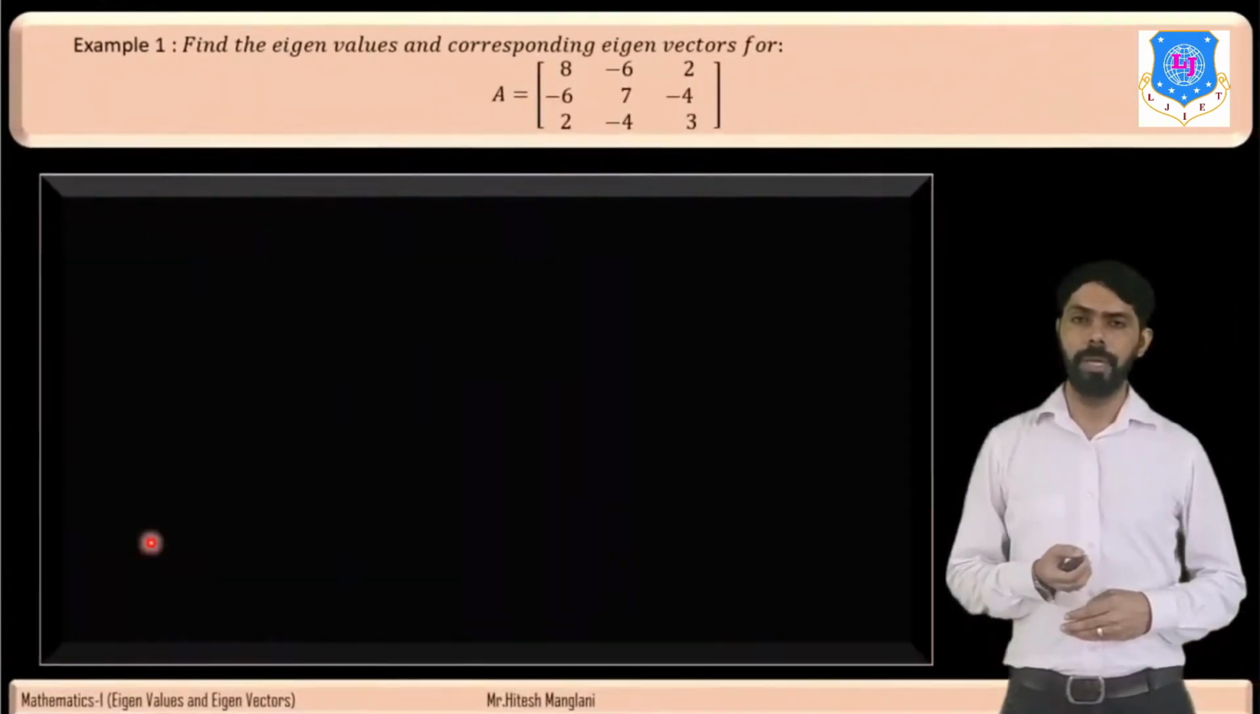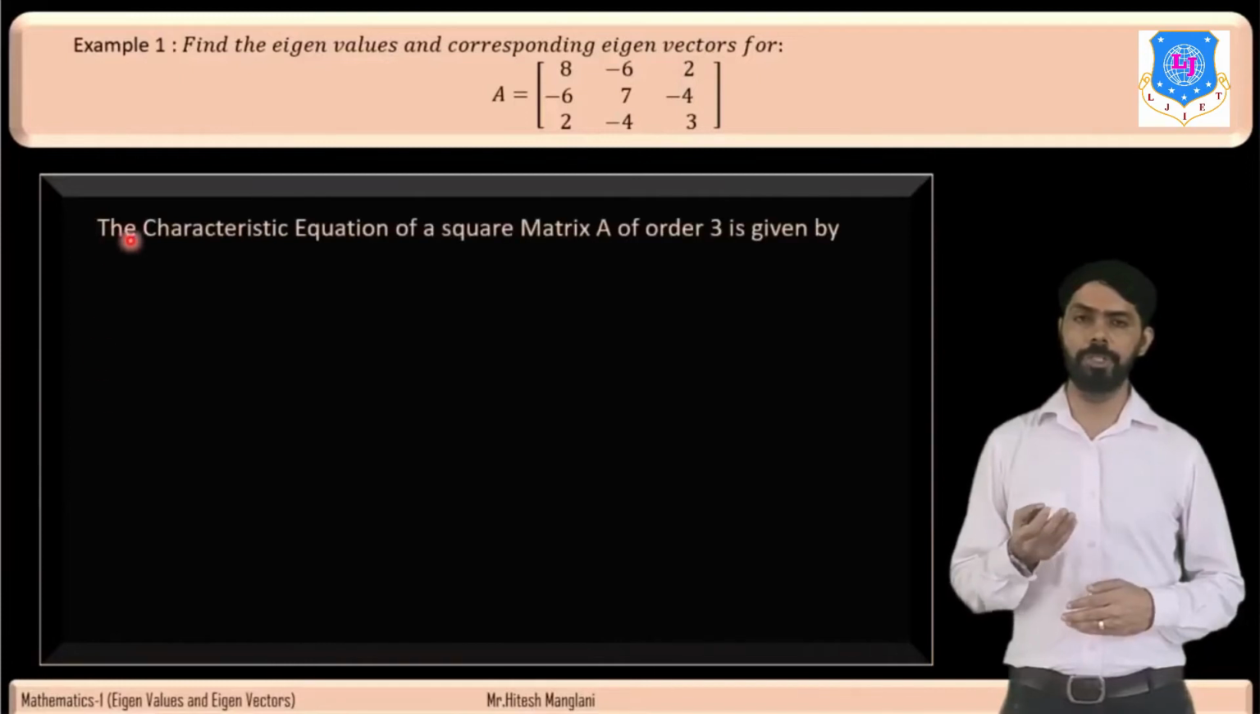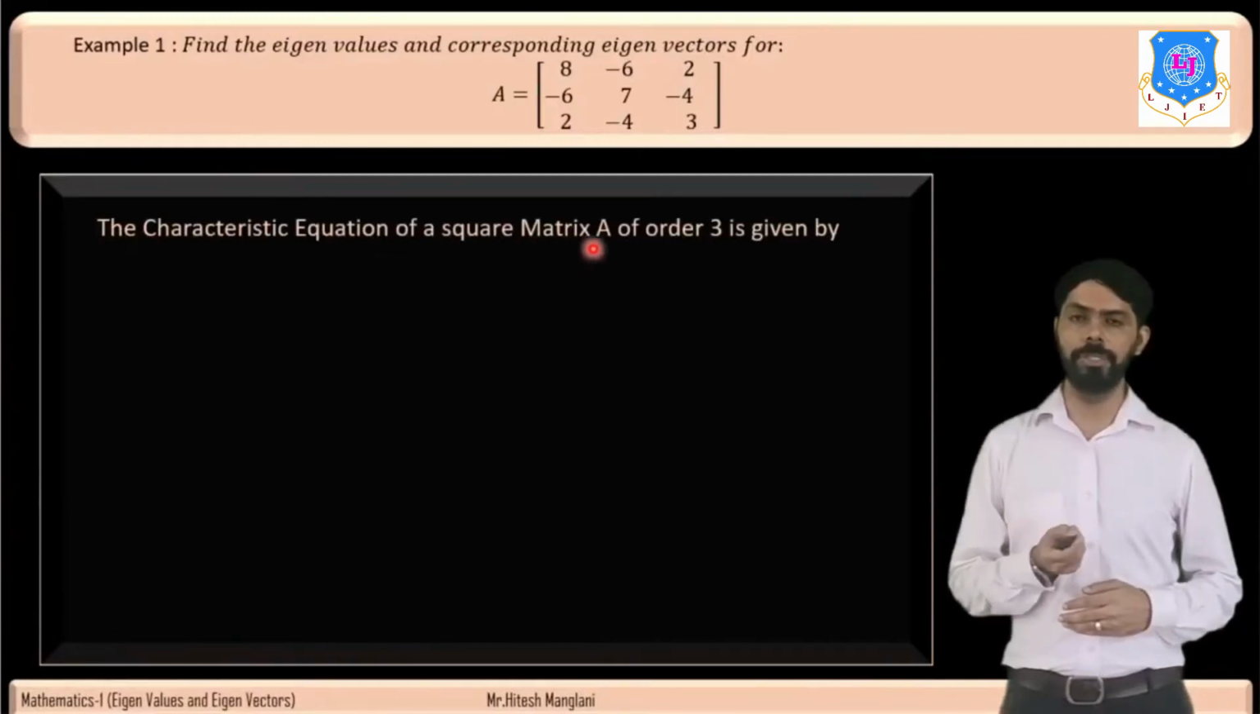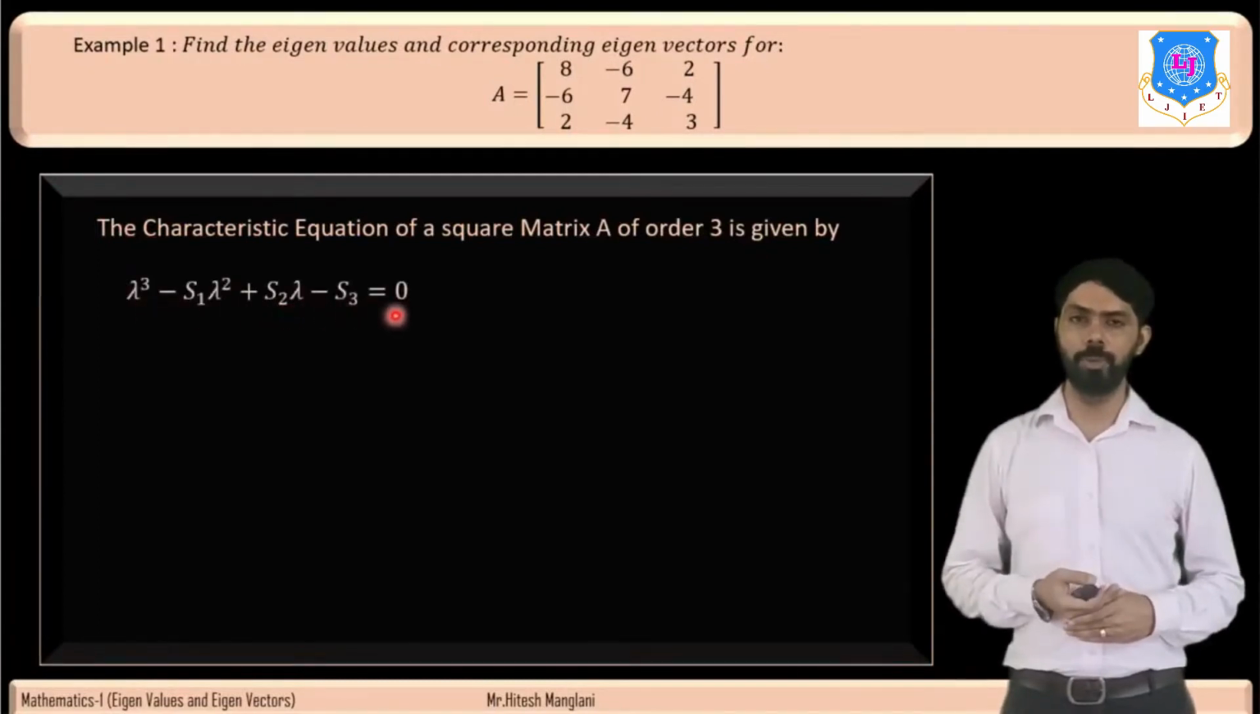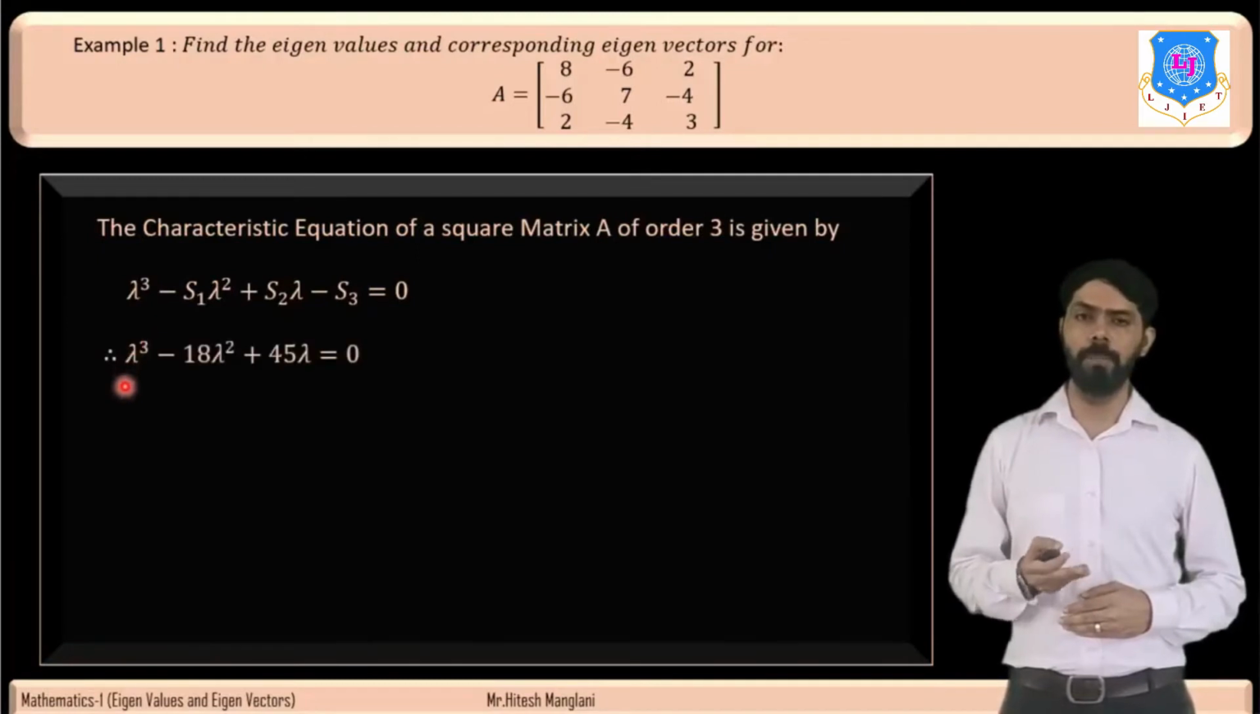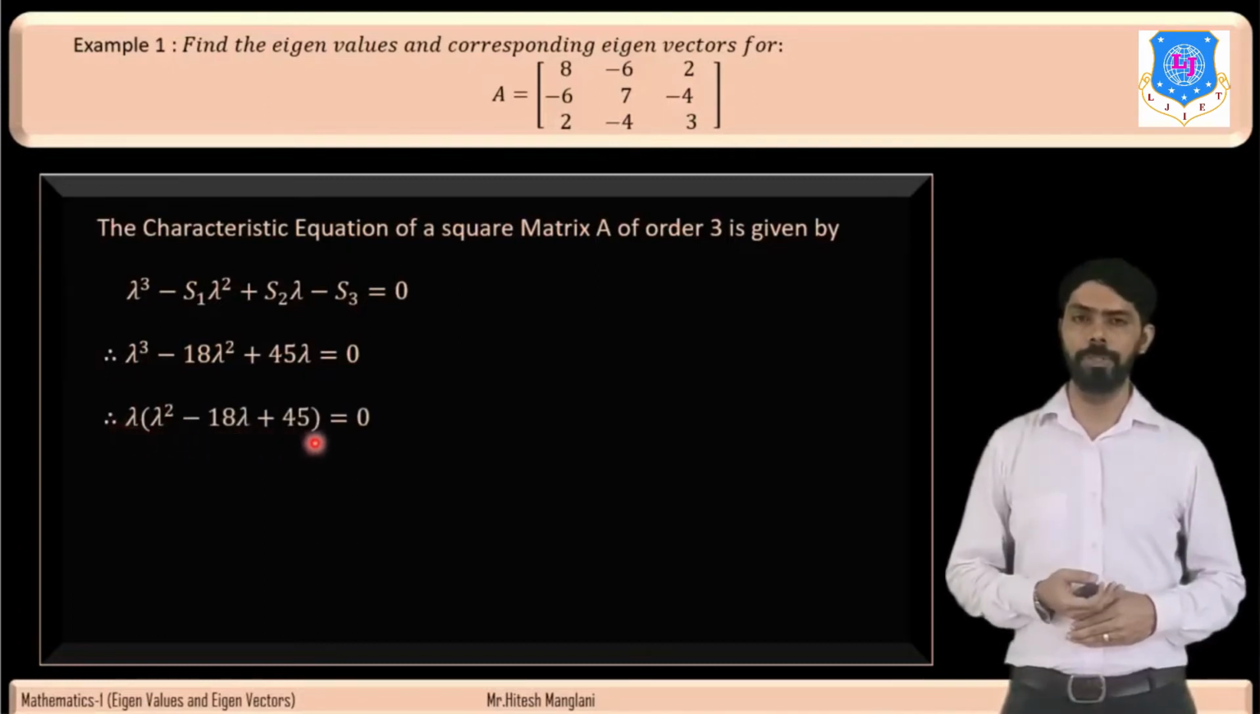Now, as we know, the characteristic equation of a square matrix of order 3 is given by lambda cube minus s1 lambda square plus s2 lambda minus s3 is equal to 0. Now we will put the values of s1, s2 and s3 in this equation. So it will be lambda cube minus 18 lambda square plus 45 lambda is equal to 0. Taking lambda common from these three terms, it will be lambda times (lambda square minus 18 lambda plus 45) is equal to 0.